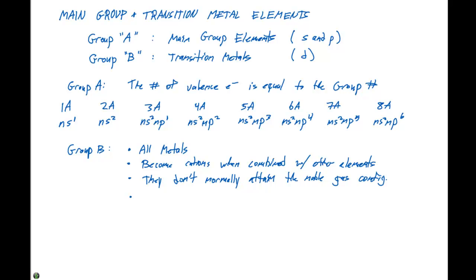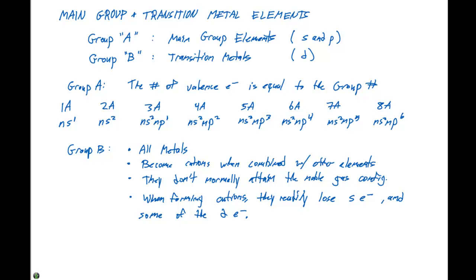So lastly, when forming cations, they readily lose s electrons and some of the d electrons. So for example, if we have iron, it has an electron configuration of argon, 4s2, 3d6.